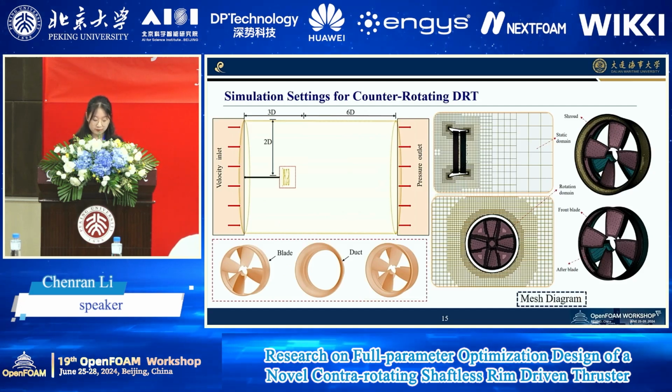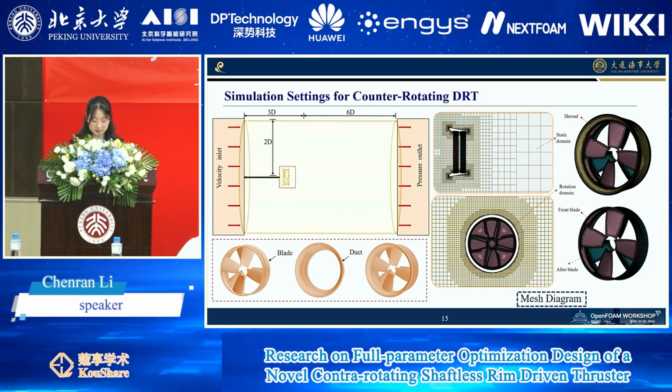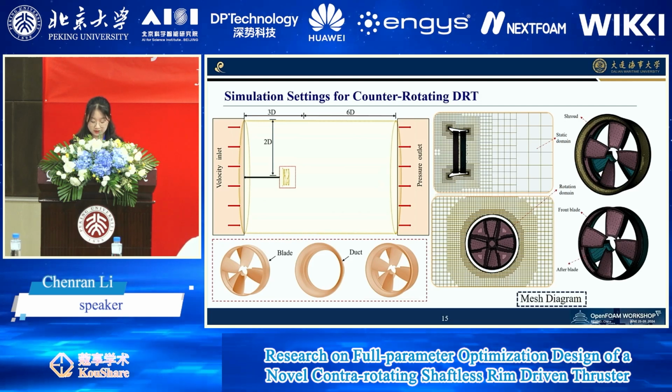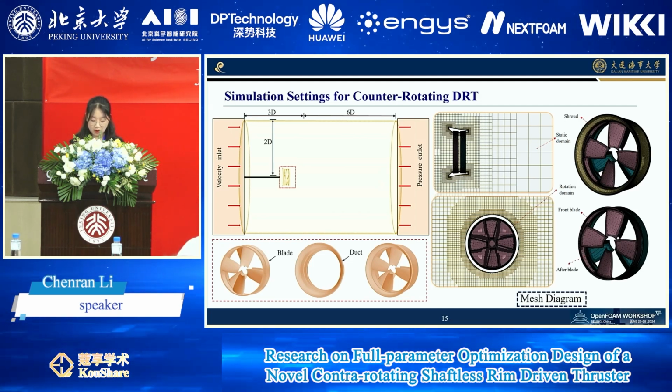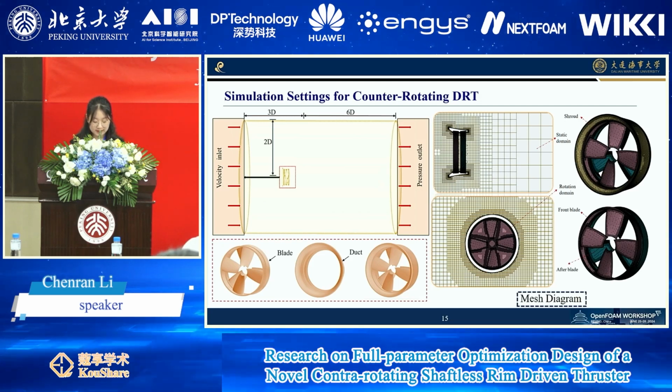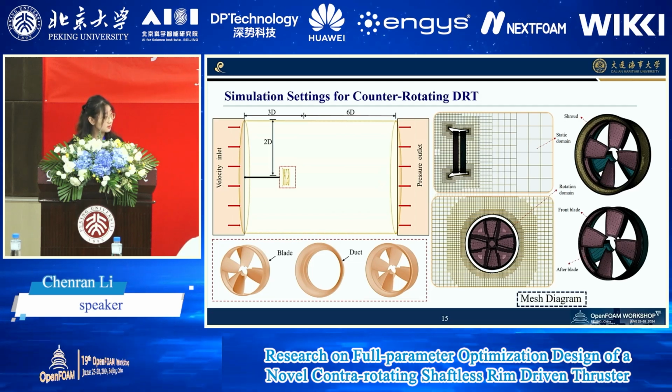Similarly, the paper performs mesh division for the counter-rotating RDT. The rotating domain is divided using a card-seal mesh and the prism layer mesh, while the stationary domain uses a cut-seal mesh. The total number of mesh elements is 5.6 million. For these calculations, the rotational speed is set to 10 RPS.